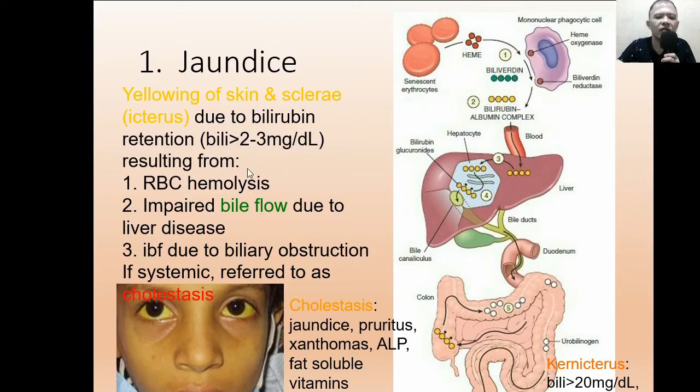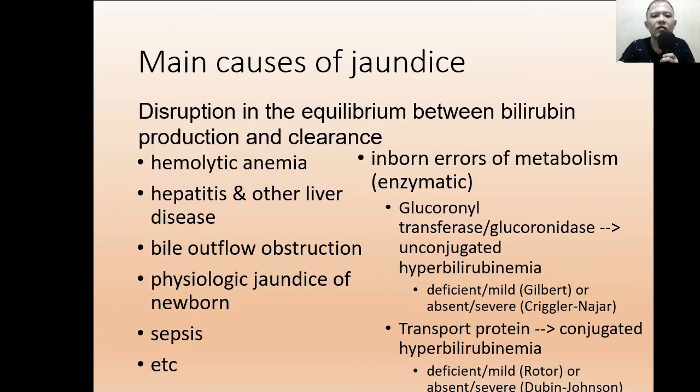But if it increases to as high as 20, then it is very dangerous because it can cross the blood-brain barrier. That condition is called kernicterus. So these are the main causes of jaundice: hemolytic anemia, hepatitis, bile outflow obstruction secondary to a gallstone or a tumor, physiologic jaundice of the newborn, sepsis.